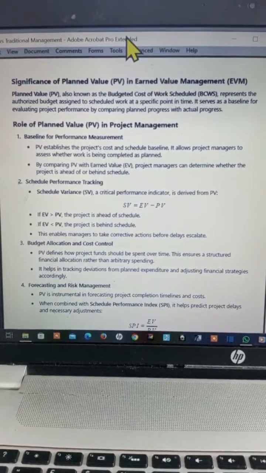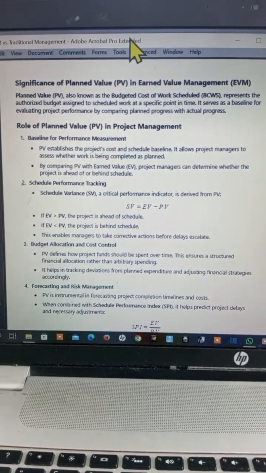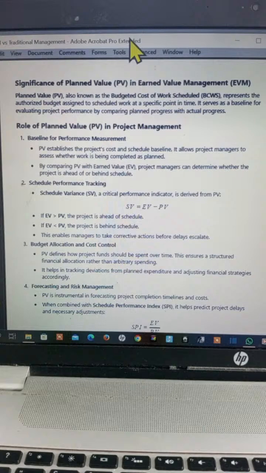So let's look at this. Planned value, also known as the budgeted cost of work scheduled, BCWS, represents the authorized budget or approved budget, as we mentioned earlier, assigned to scheduled work at a specific point in time. It serves as a baseline for evaluating project performance by comparing planned progress and actual progress. So the role of planned value in project management: number one, it provides a baseline for performance measurement.